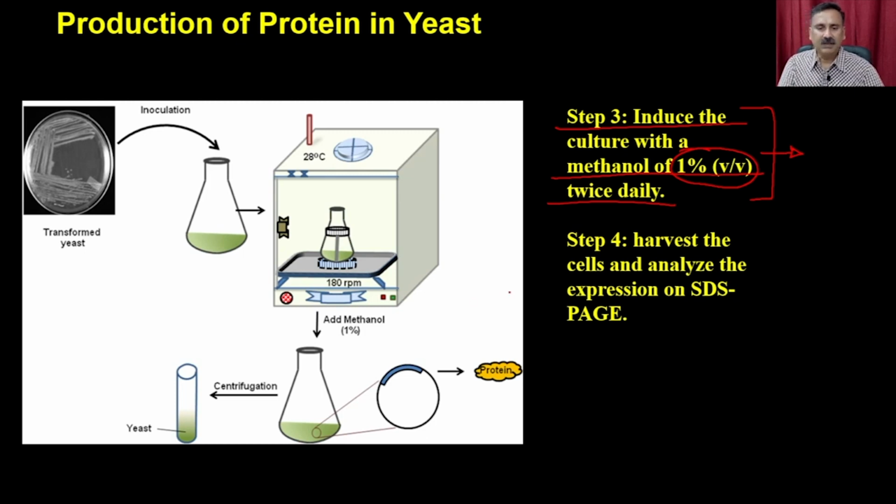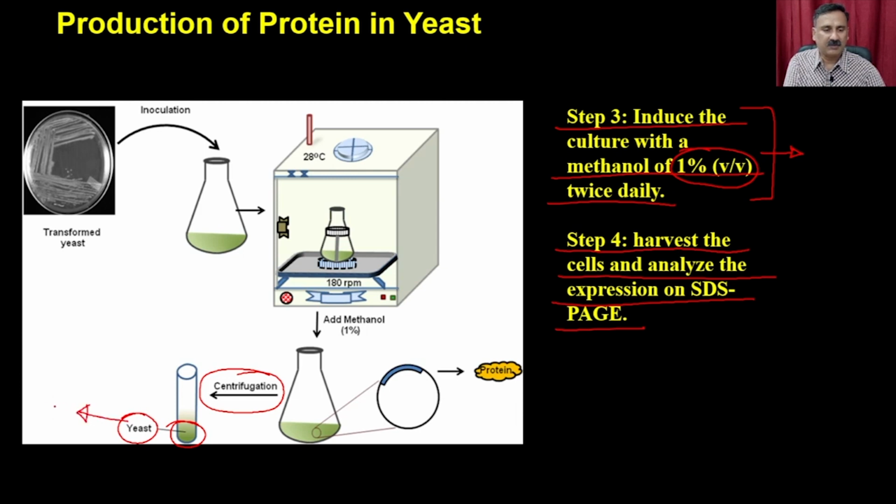Okay. Then in step 4, you are going to harvest the cells and analyze the expression on the SDS-PAGE. So you centrifuge the cells, that gives you the cell pellet, and that cell pellet you can break open, and that is how you analyze the expression of this protein on the SDS-PAGE. So this is all about the protein production in the yeast expression system.